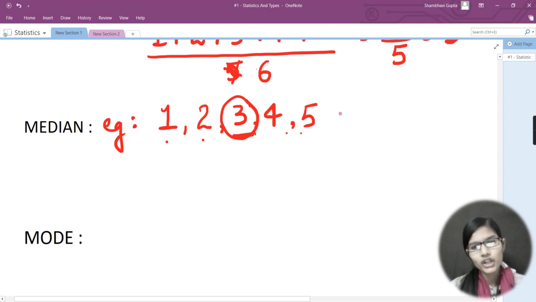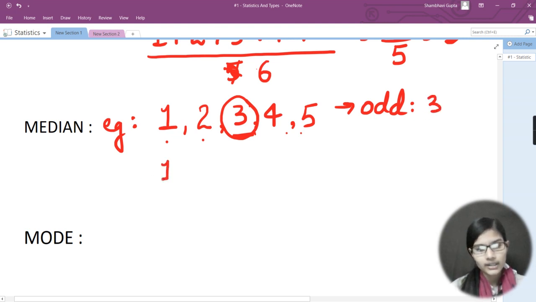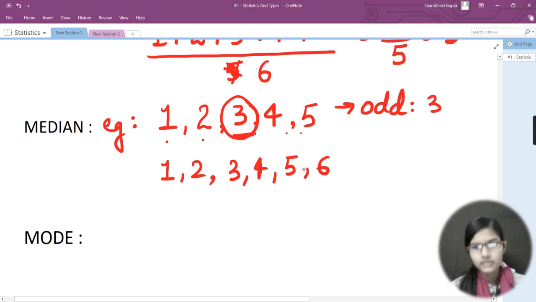Now this is for odd numbers. For odd numbers, we take out the middle element of the numbers we have and declare it as the median. Now, if we have even numbers, so here I write 1, 2, 3, 4, 5, 6. Now what's the middle element here? There is not a single middle element. We have two middle elements here, 3 and 4.